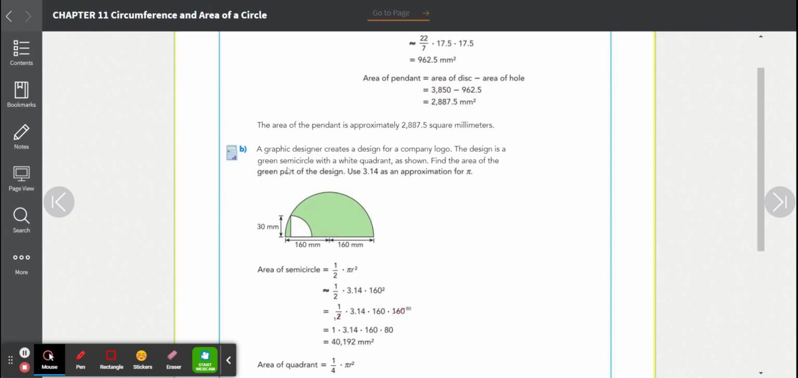So for B, you're going to do the same thing, right? With this one, we're using a semicircle and a quadrant. I have a graphic designer creating a design for a company logo. The design is a green semicircle with a white quadrant as shown. We're going to find the area of the green part of the design. So if you want to try and solve this on your own and then check to see if I get the same answer as you, you can go ahead, pause the video, talk it over with mom, or write down your process and your answer, and then we'll check back in.